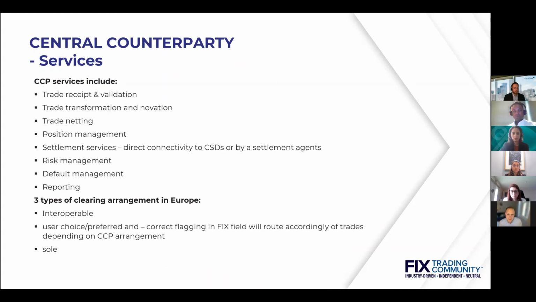Looking at the services then that most clearinghouses will offer. So trade receipt and validation, so the validation at exchange level that a trade is good. I mentioned before the trade novation, becoming that buyer to a seller and a seller to a buyer.